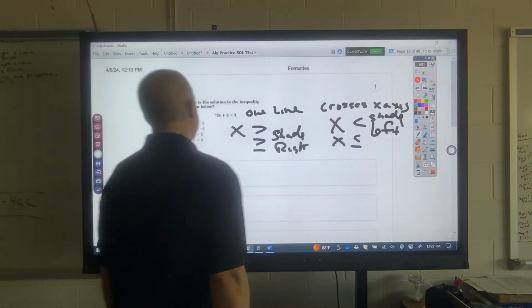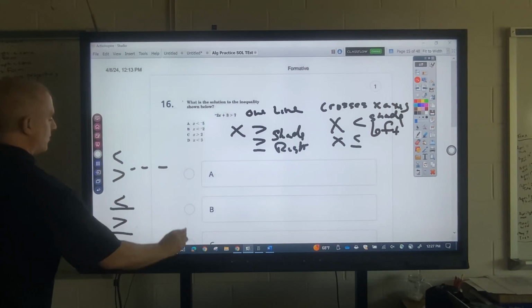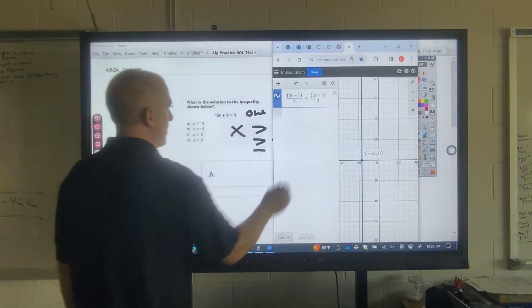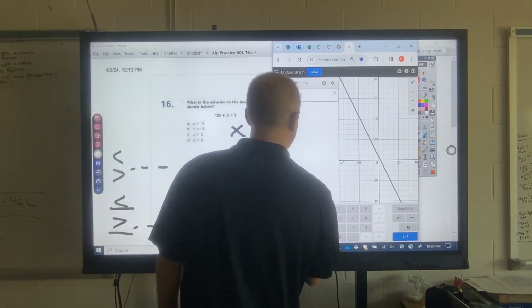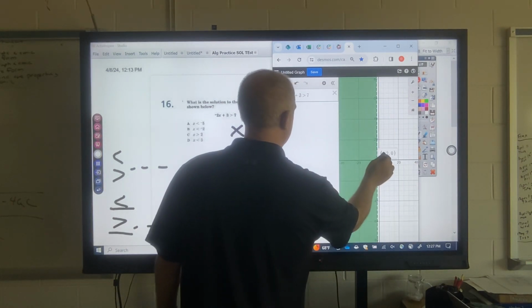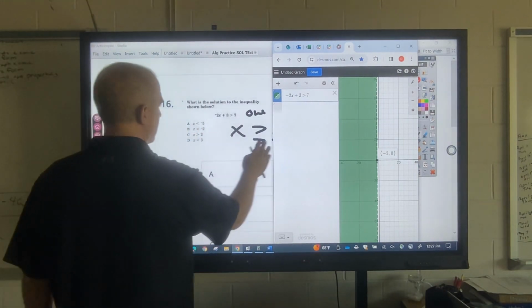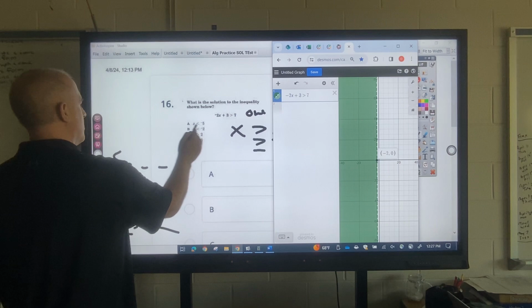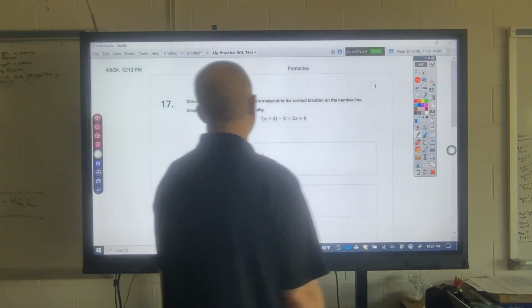The other thing you've got to watch out for, these are dashed lines, these are solid lines. So what I want to do, negative 2x plus 3 greater than 7. It's going to the left at negative 2, so it's going to be that one. Next question should be 17.